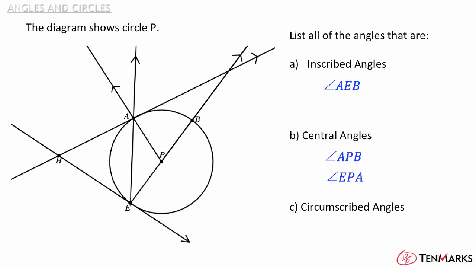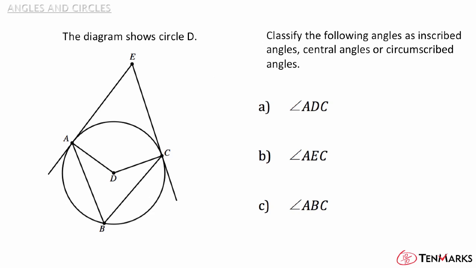And circumscribed angles have the vertex outside the circle and the sides are tangents of the circle. So angle AHE is a circumscribed angle. Let's try another problem. The diagram shows circle D.